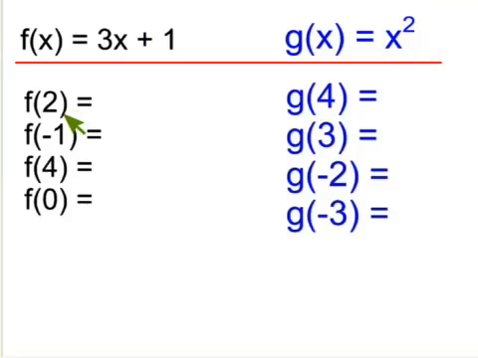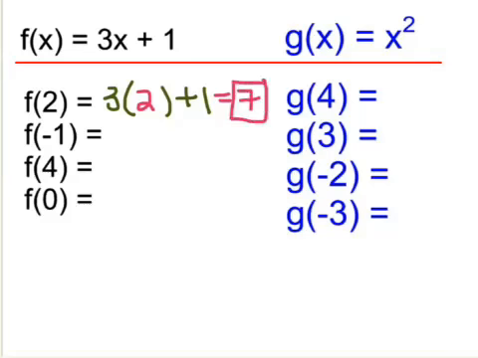So let's come over here. This is pronounced f of 2. That is asking you to substitute 2 into the machine. Here's the f machine, and you need to put the number 2 into it. So that's 6 plus 1, which is 7. So the answer is f of 2 equals 7.